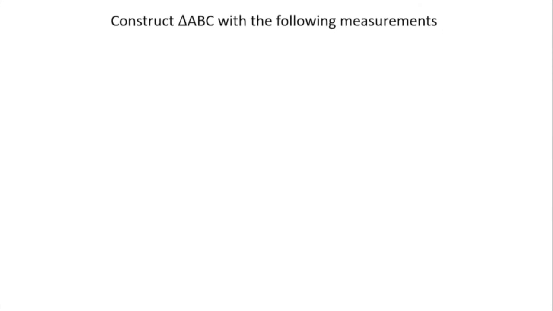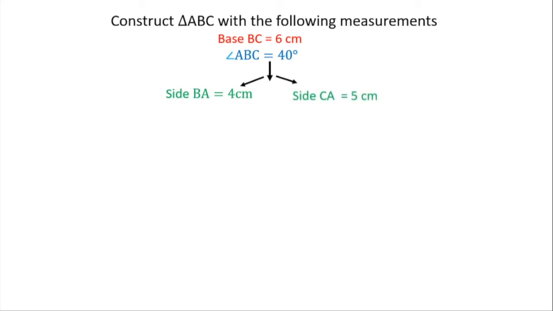So let us construct a triangle ABC with the following measurements. Base BC is 6 centimeter and one of the base angles, that is angle ABC, is 40 degrees. Now we can have two options here. Among the other two sides, say side BA is given as 4 centimeter or side CA is given as 5 centimeter. So these two constructions we shall try to understand simultaneously.